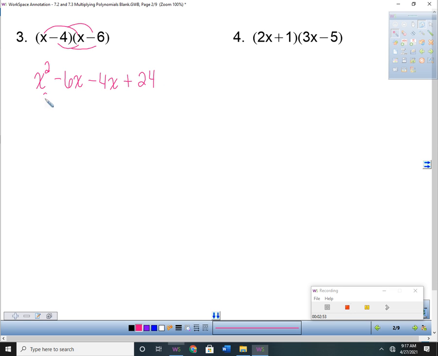Again, degrees of 2, 1, 1, and 0. So I start with the x squared. Then I combine my like terms. Negative 6x and negative 4x make negative 10x. And then plus the 24 at the back.